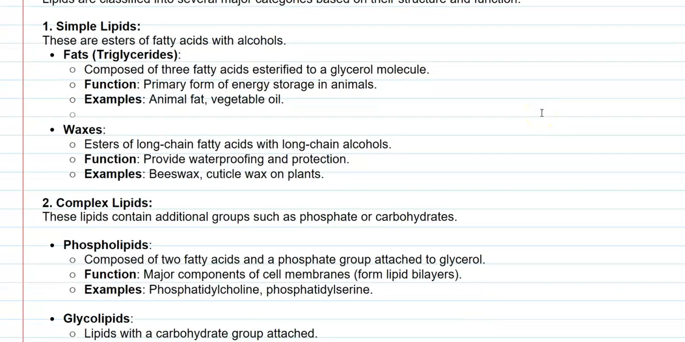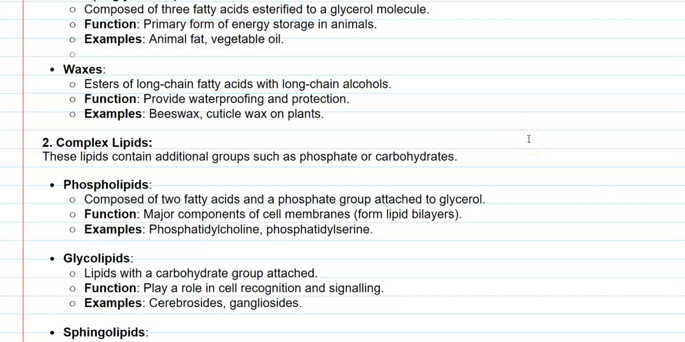They are molecules made up of esters of long chain fatty acids with long chain alcohols. Their main function is to provide waterproofing, especially on leaf surfaces, and they are also able to offer protection for the cells. Examples of waxes present in living systems include beeswax and cuticle wax, which is commonly present on the surfaces of plants.